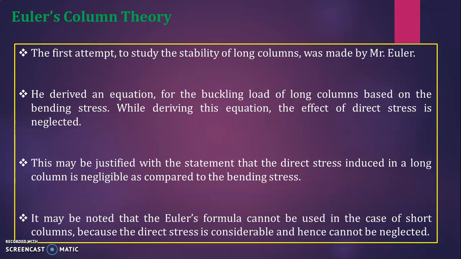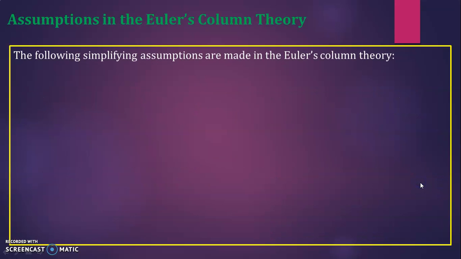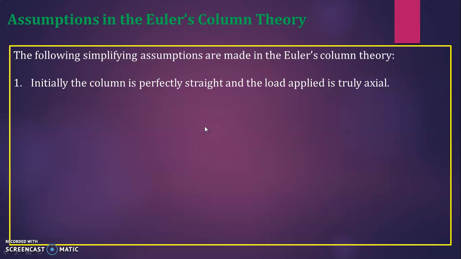You cannot consider it for short columns, because in the case of short columns the failure is mainly due to crushing, but here that effect is not considered. So Euler's theory is applicable only to long columns. Whatever theory is derived, we have to make some assumptions. So let us see what assumptions are made in Euler's column theory.